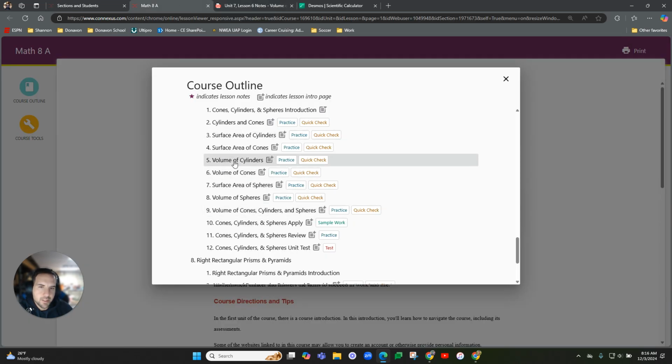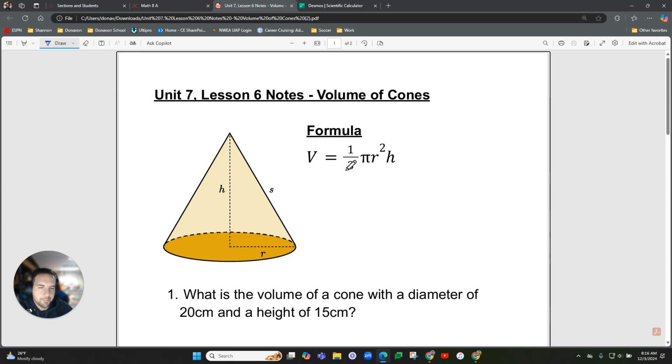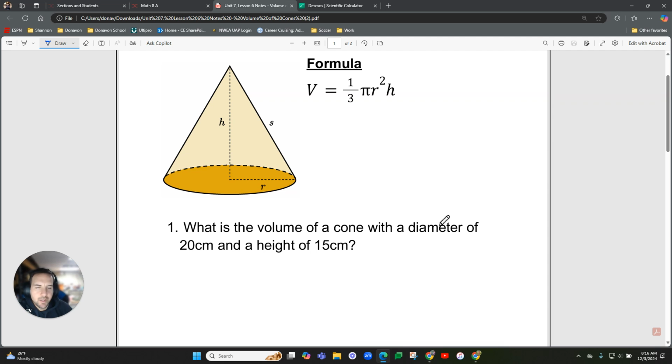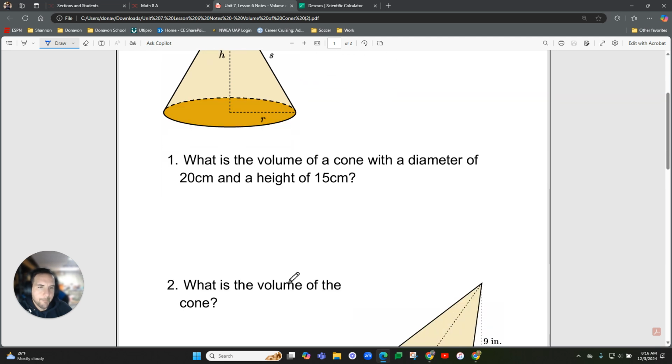That was this lesson right here, volume of cylinders. So like I mentioned, exact same formula. The only difference is the 1/3 that's out front. Okay. So with that being said, the one thing that you really want to pay very close attention to when you're doing these volume formulas is whether it's giving you the diameter or the radius. So what we want is the radius. So we only want half the diameter. So if it gives you the diameter, remember to only use half of that because we want the radius, not the diameter.